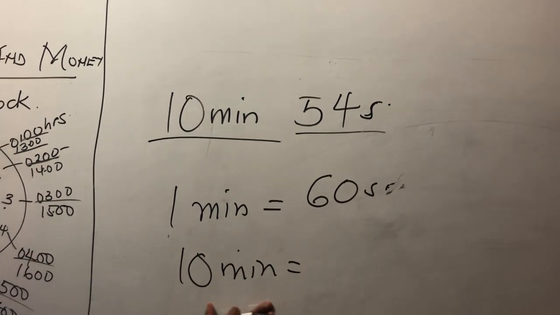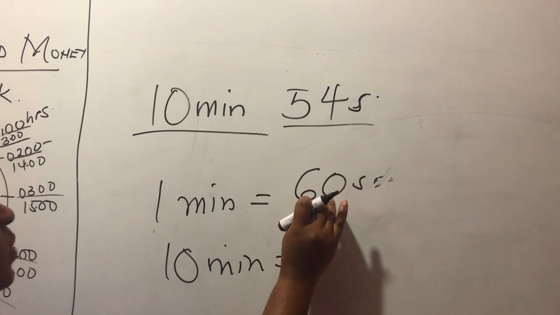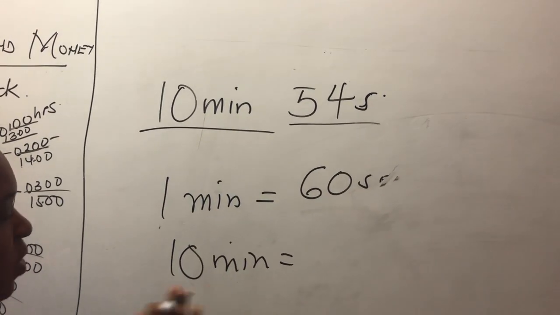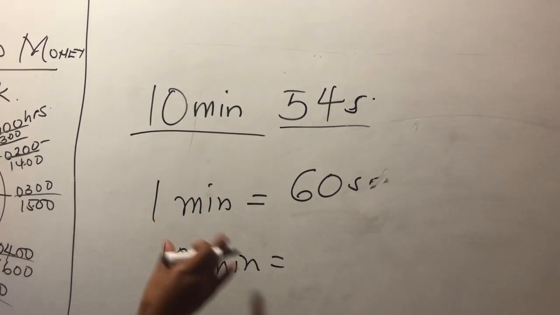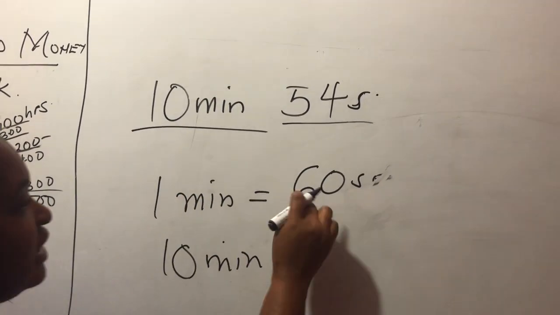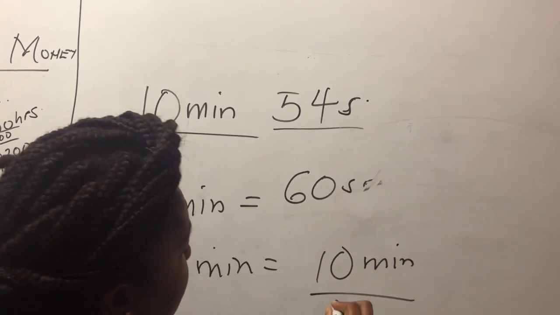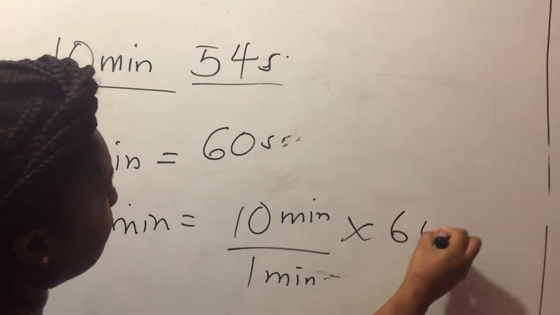Do you remember that we are finding more? If more, let's divide. And remember I told you last time that this one is only coming to multiply. 10 minutes and 1 minute, which one is more? 10 minutes is more. So if more, less will divide, and this one will multiply. So we have 10 minutes all over 1 minute times the one that is multiplied.